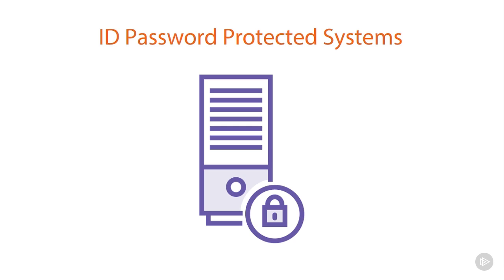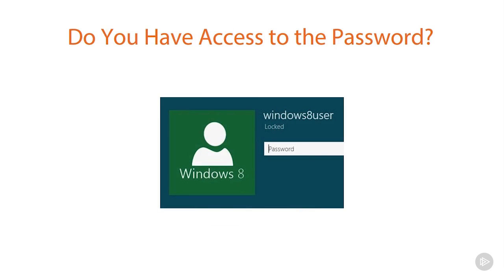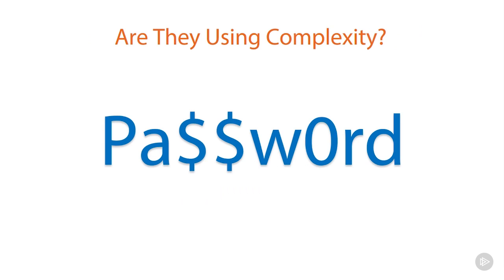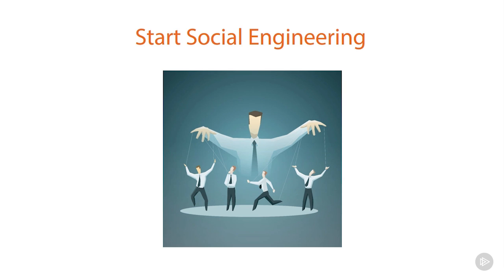Now, if the system is protected by a password, the next question you ask yourself is, do you have access to the password already through possible vulnerabilities that you discovered during scanning, or possibly even through Google hacking, right? The next question is, if you don't have that, are they using complexity? Because this is going to help me determine what the password is. And again, this is something we should have been able to answer during our enumeration stage, or possibly even through social engineering.